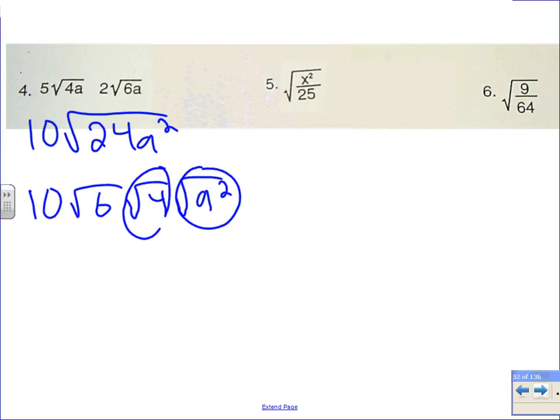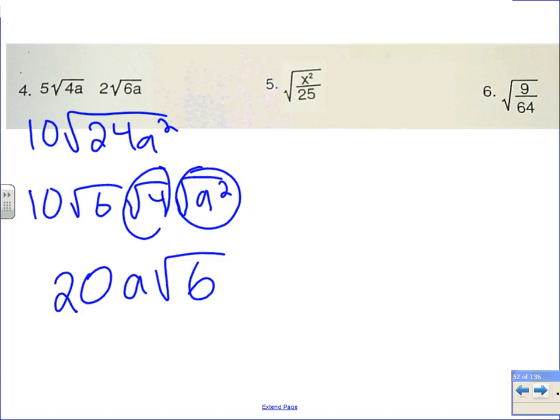Then take the square root of everything. Square root of 4 is 2. 10 times 2 is 20. Square root of a squared is a. And then you're left with square root of 6 inside the radical. Those of you that had me help you fix it when I was walking around, are you okay?